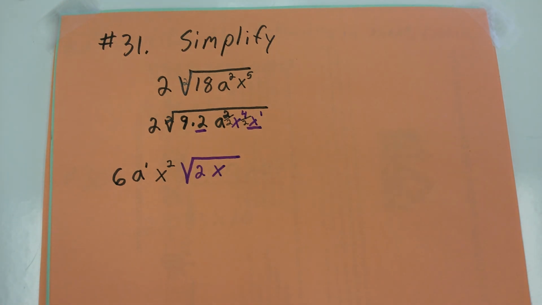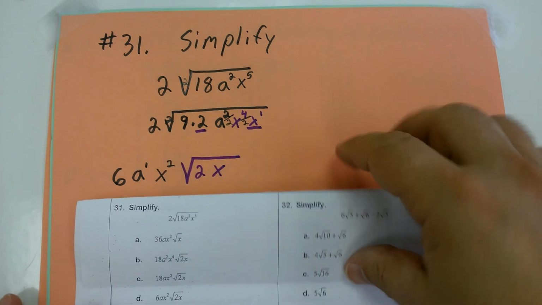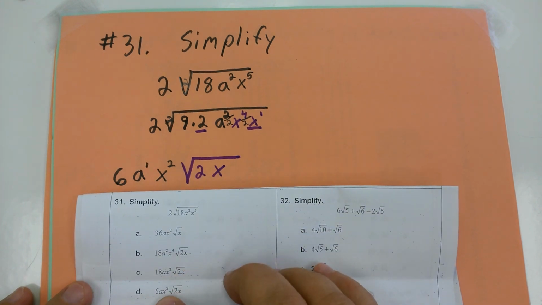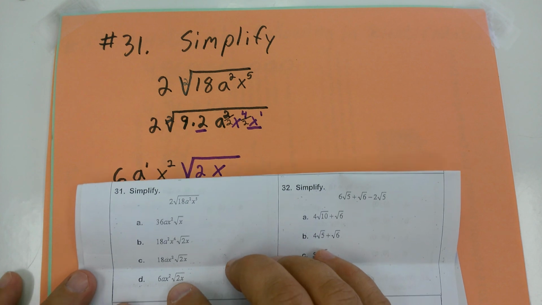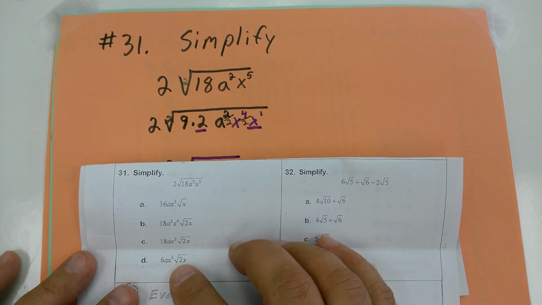So my final answer for number 31 should be 6ax squared times the square root of 2x. And there it is, choice D.